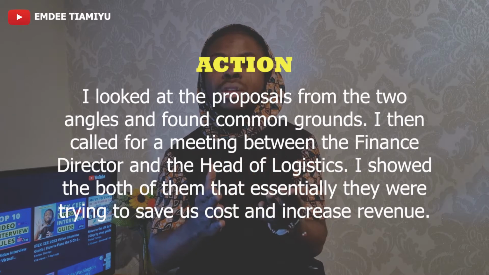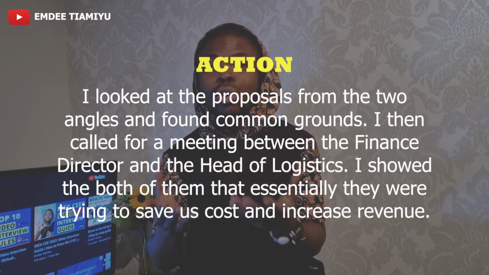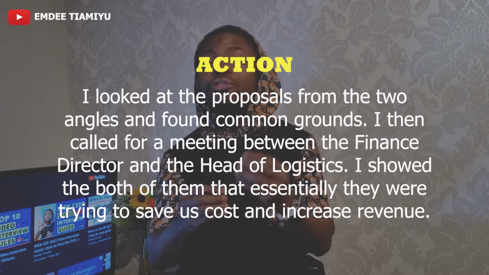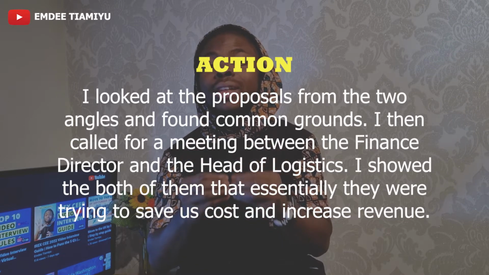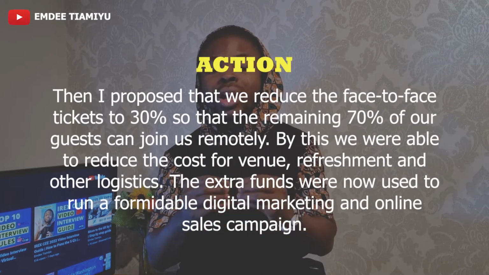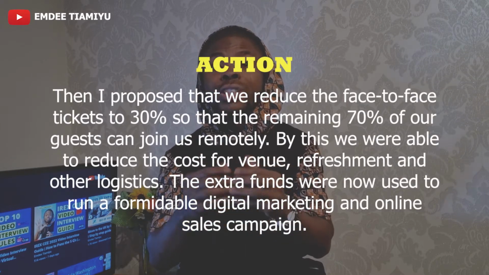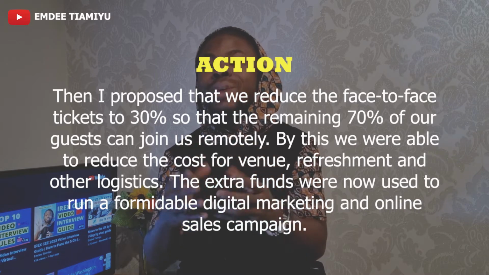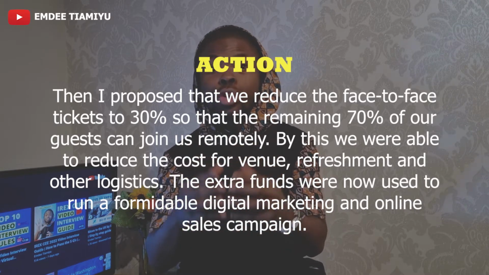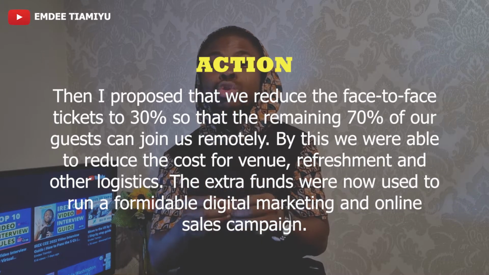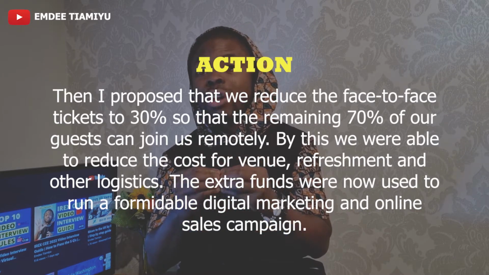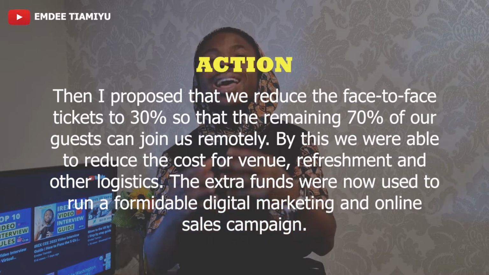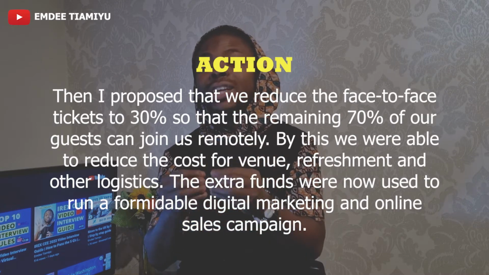I looked at the proposals from the two angles and found common grounds. I then called for a meeting between the finance director and the head of logistics. I showed the both of them that essentially they were trying to save us costs and increase revenue. Then I proposed that we reduce the face-to-face ticket to 30% so that the remaining 70% of our guests can join us remotely. By this, we were able to reduce the cost for venue, refreshments, and other logistics. These extra funds were now used to run a formidable digital marketing and online sales campaign.